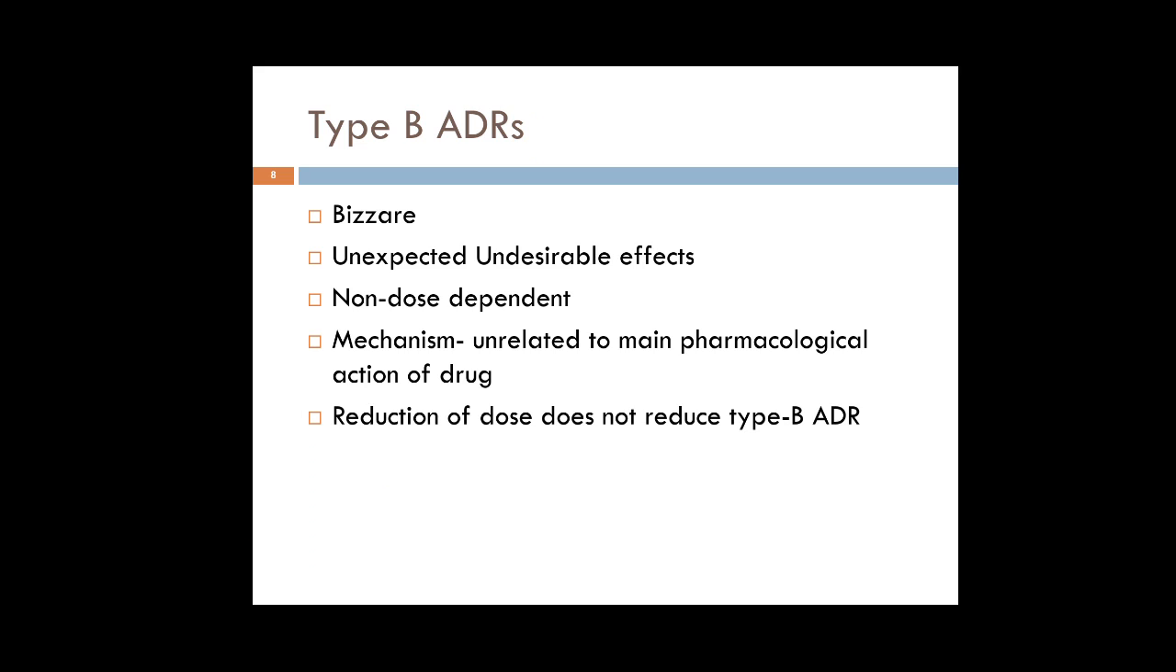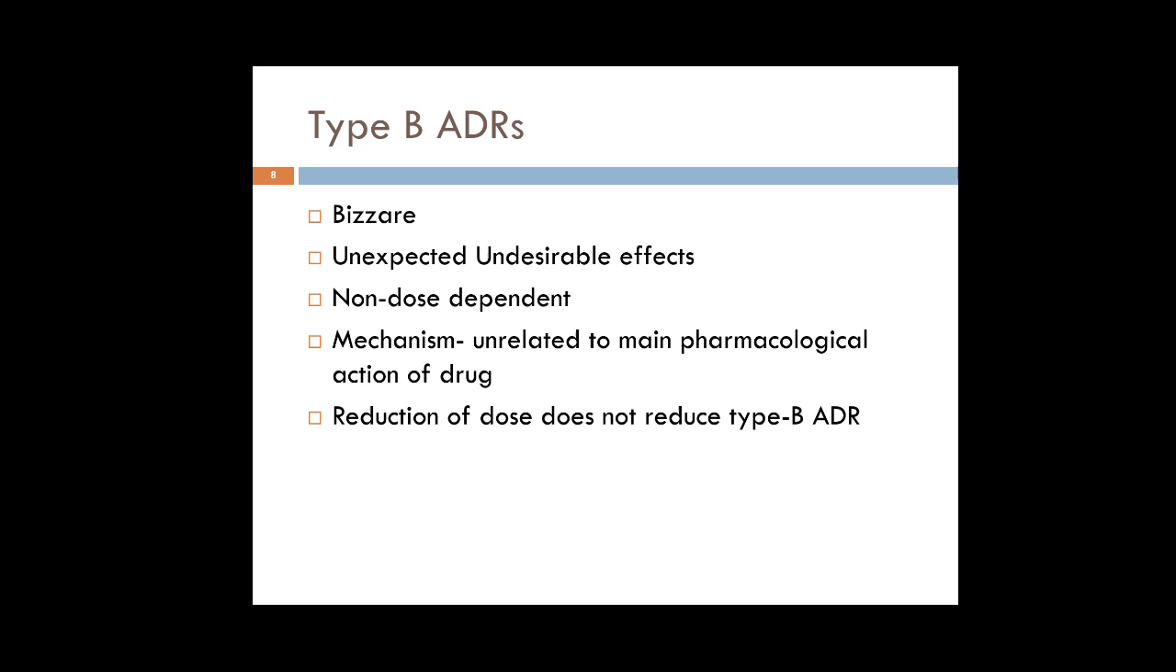Now the next type of ADR is type B ADR. These are bizarre kinds of adverse drug reactions. Bizarre means unexpected. We can't expect that such kinds of effects can be seen with this particular drug. So these are unexpected, undesirable effects. These are non-dose dependent. As we have seen, type A were dose dependent, type B are non-dose dependent. Its mechanism is unrelated to the main pharmacological action of the drug.